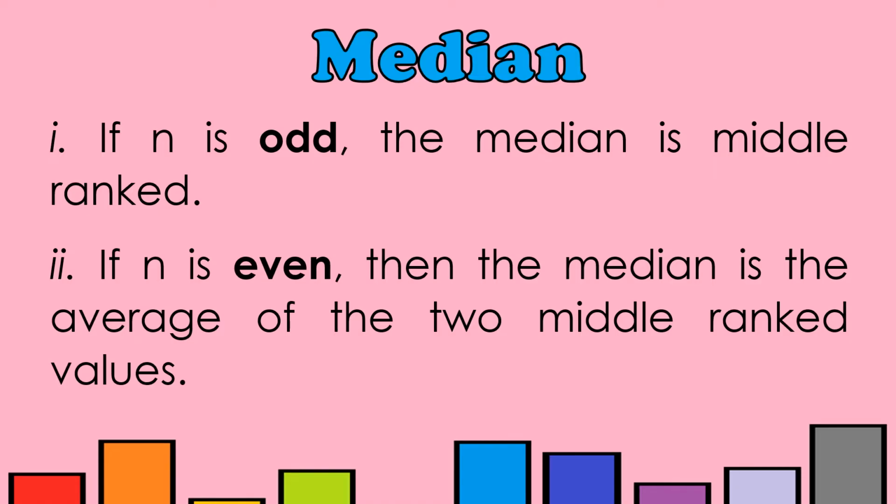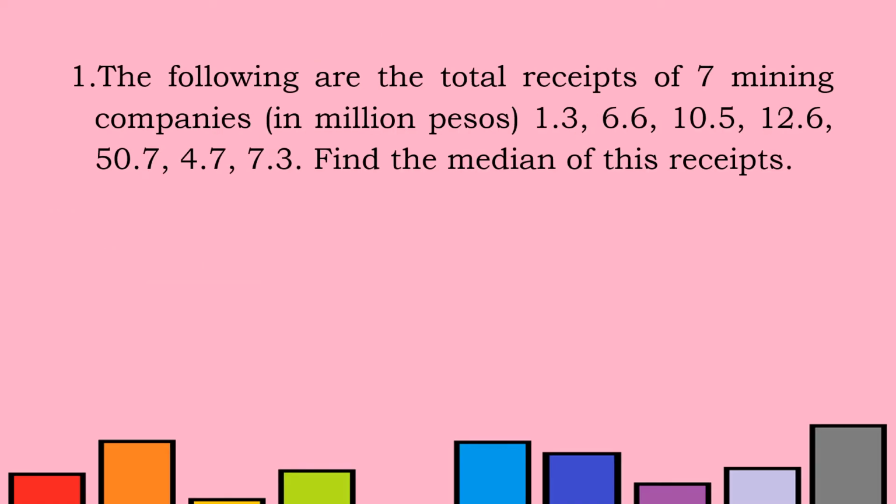By the way, the earlier formula is for finding the median or the middle term when you already arrange the data in increasing or decreasing order. Let's try this example. The following are the total receipts of 7 mining companies in million pesos. So these are the values, and then find the median of this receipt. So the first step that you need to do is to arrange the data.